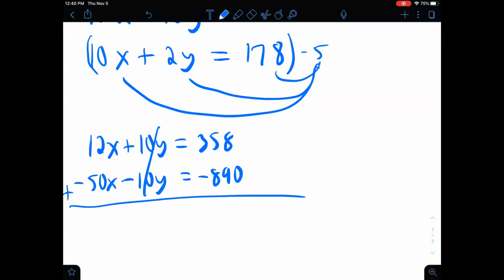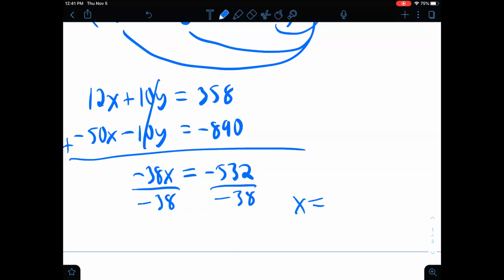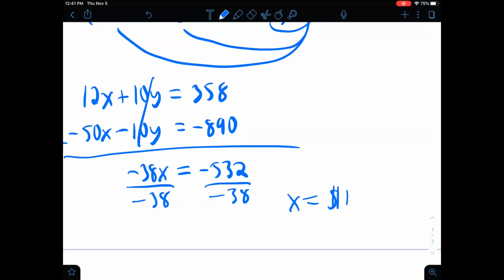Add straight down. Y's are going to cancel. 12 minus 50 is negative 38x equals negative 532. Divide by negative 38. And x is going to be equal to $14 per each plain wrapping paper.